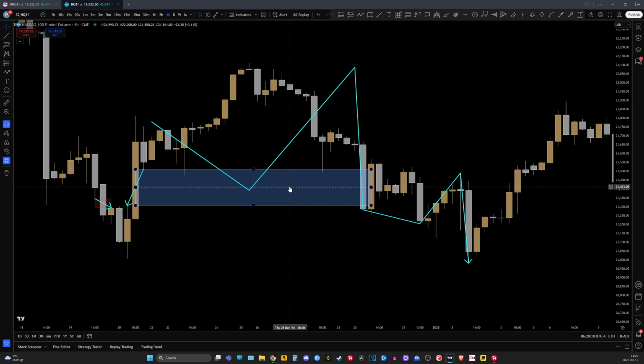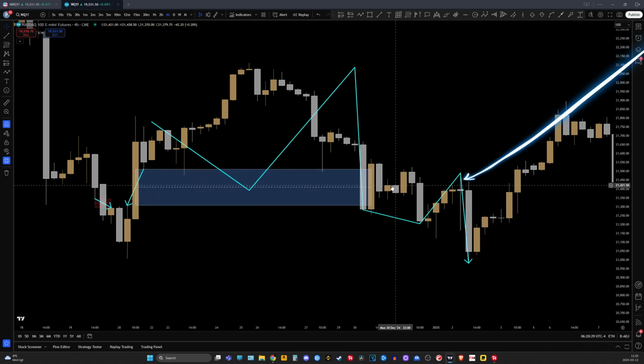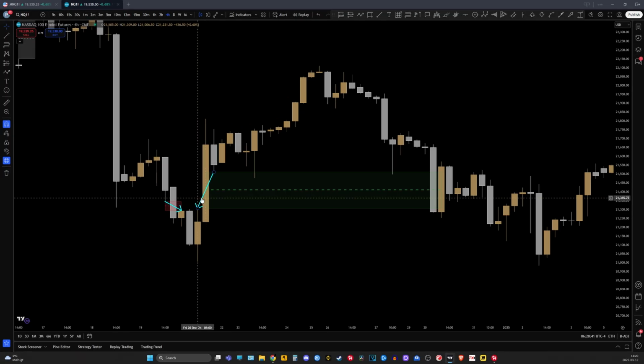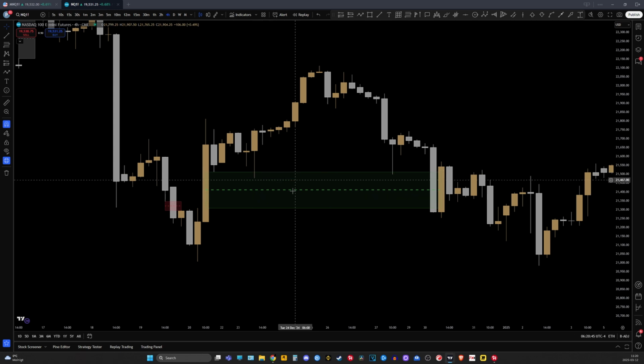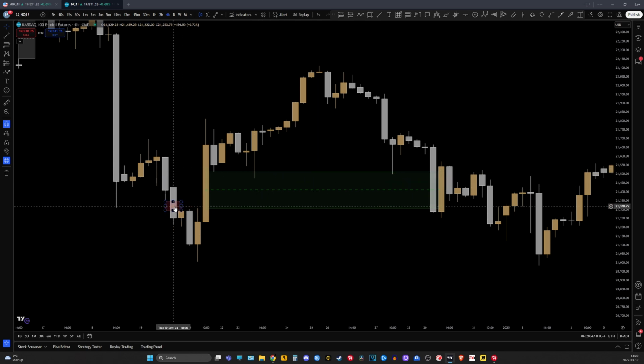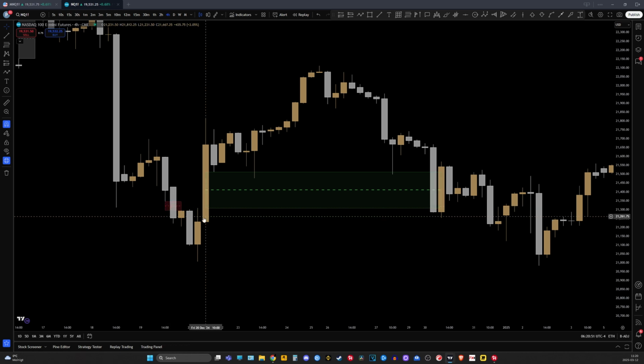So while a fair value gap holds, it should support price in the direction of the current trend or leg of price action. But when it gets inverted, disrespected, closed through, then we see it act as a resistance level instead. So we have bullish fair value gaps, which is the green one here, and we have bearish fair value gaps, which is the red one I've drawn here.